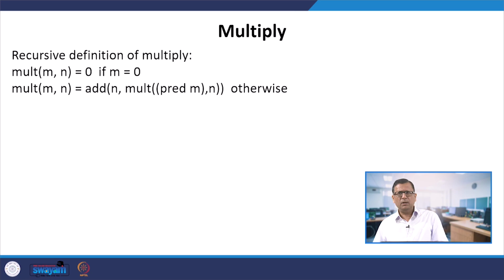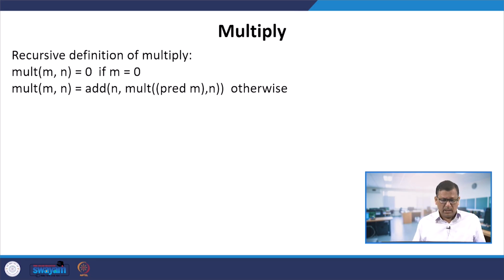Now we carry on our discussion, and now we go to multiply. Multiply, let us define, again in a similar way. So multiply m and 0, m times 0, will be 0. Now multiply m and n, that is m multiplied by n, we are saying that you are multiplying n times, you are adding n with multiply of the predecessor of m.